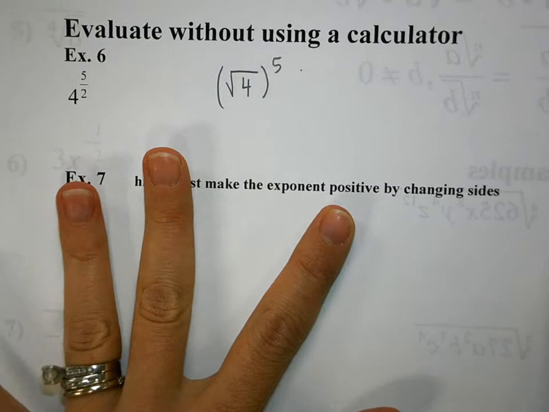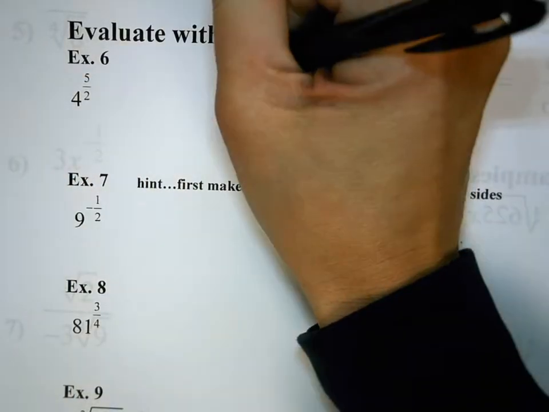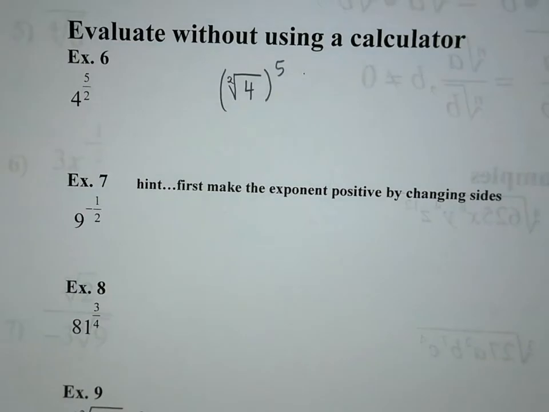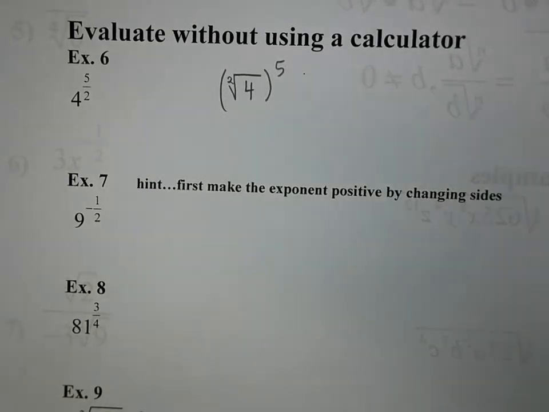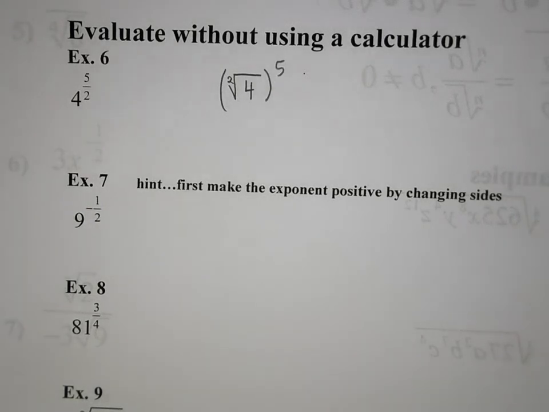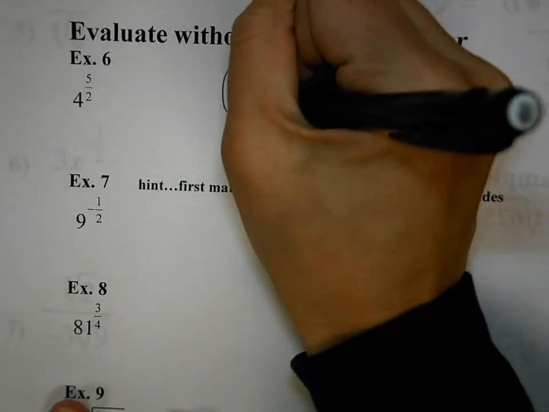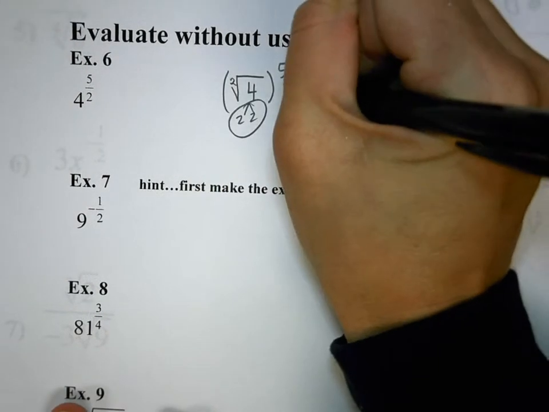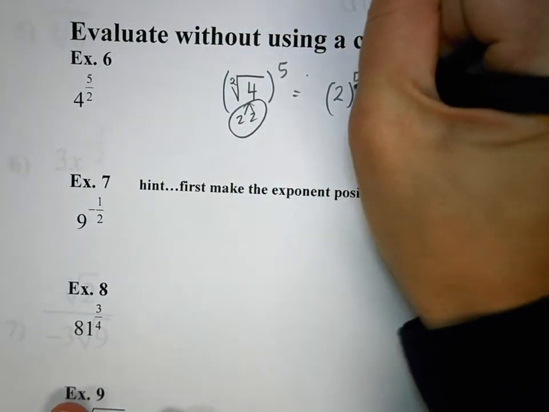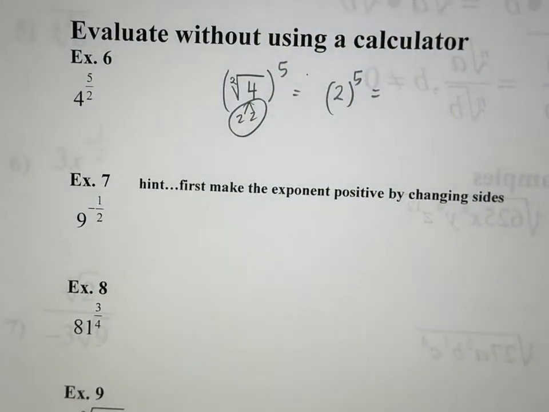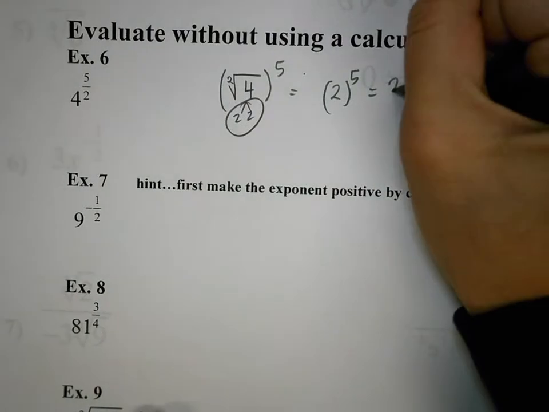All right. So this should be, you should have written it as the square root of 4 to the 5th power. You always want to try to simplify your parentheses first. So can I simplify the square root of 4? What does it become? 2, because you get a pair of 2's. So that means I end up getting 2 to the 5th power. And then what is 2 to the 5th power? 32.